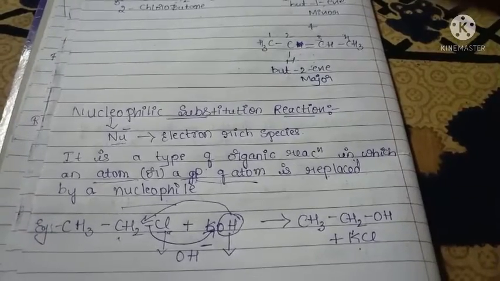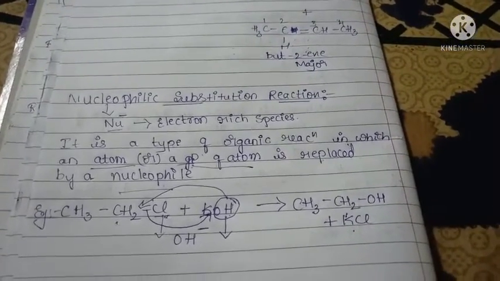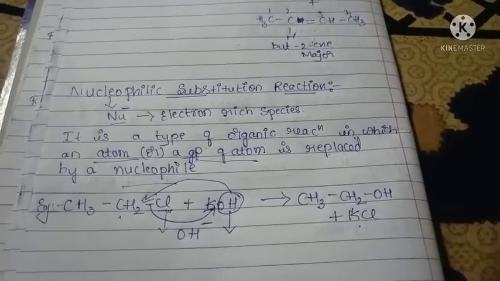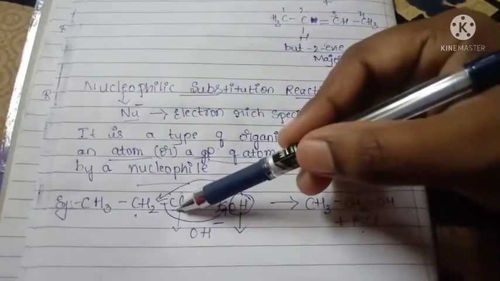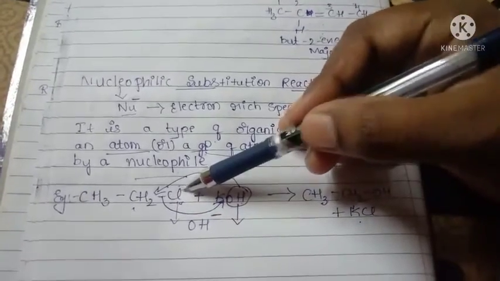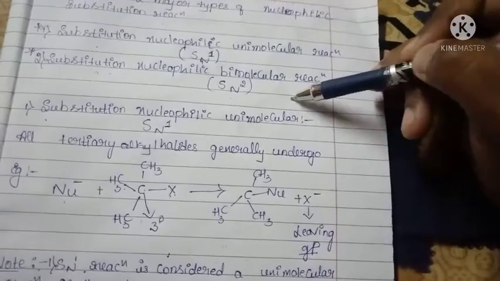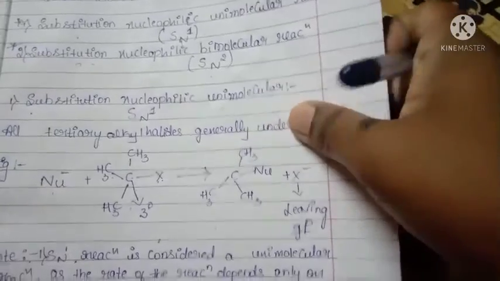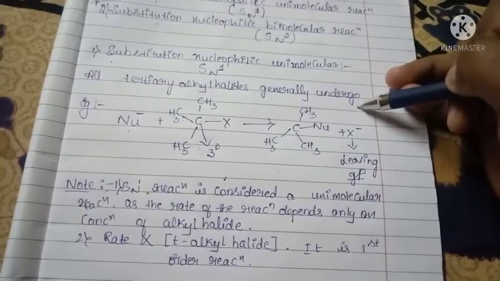This is nucleophilic substitution reaction. Here the nucleophile carries a negative charge because it is an electron rich species. We know that it is a type of organic reaction in which an atom or group, here the chlorine atom, is removed and the OH group is attached. This chlorine atom is called a leaving group. Majorly it has two types, SN1 and SN2. The SN1 reaction is unimolecular nucleophilic substitution reaction, and all tertiary alkyl halides generally undergo SN1 reaction.